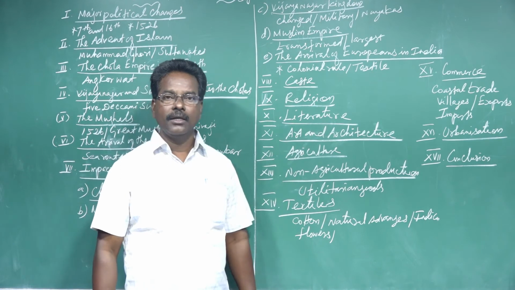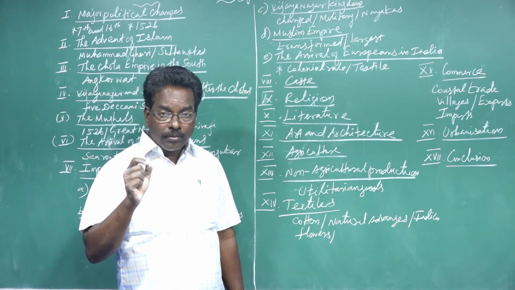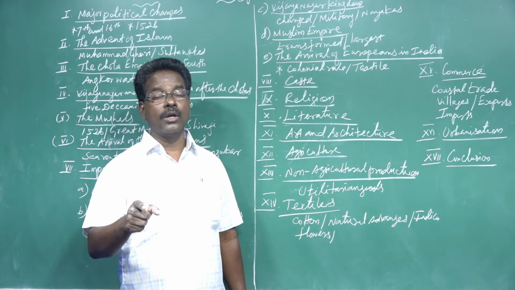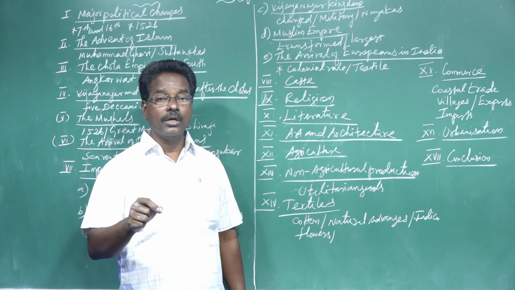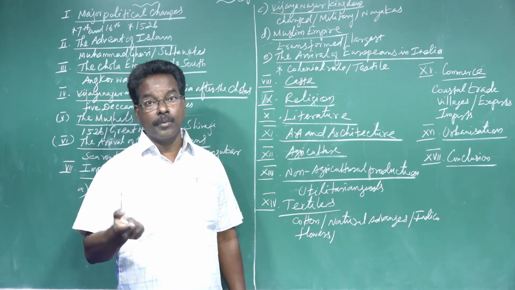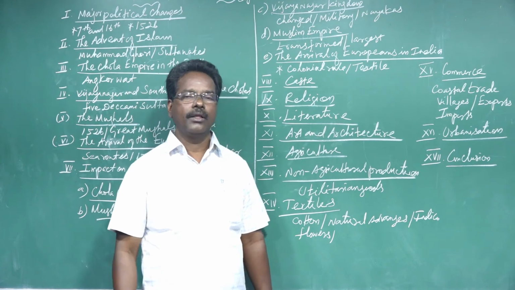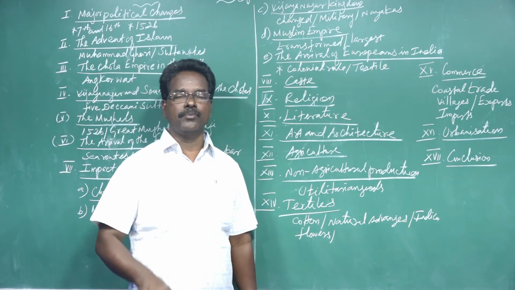Literature. Sage Vyasa wrote Mahabharata in Sanskrit. Sage Valmiki wrote Ramayana in Sanskrit. Villiputturar wrote Mahabharata in Tamil. Kambar wrote Ramayana in Tamil. It was presented in the Srirangam temple. Sekkizhar wrote Periyapuranam. It was presented in Chidambaram temple.